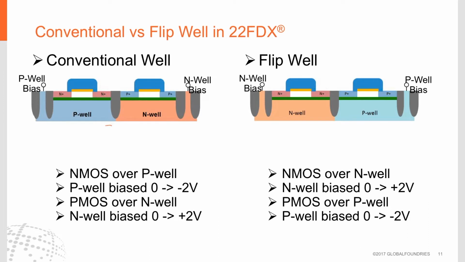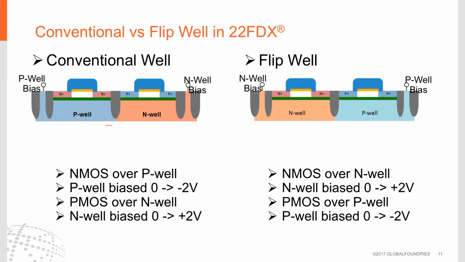When we compare conventional to flip well devices, you will notice the difference between the device on the left and the device on the right is the position of the N-well and the P-well. On the left-hand side, we have an NMOS device over a P-well and a PMOS device over an N-well. These are conventional constructions, and except for the thin green oxide layer, very similar to what you would see in bulk. On the right-hand side, we see a flip well construction.